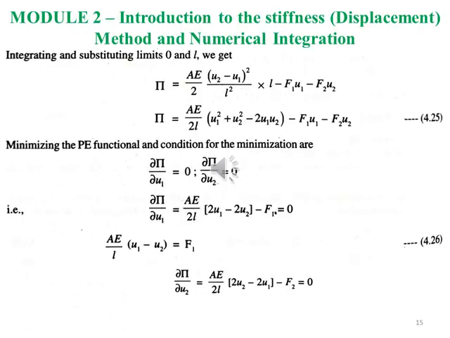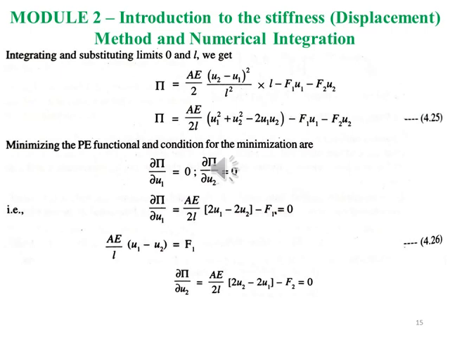So further substituting the values and minimizing the potential energy functional, the condition for the minimization gives: the differential of the potential energy with respect to U1 is equal to 0, and the differential of the potential energy with respect to U2 is equal to 0. So AE divided by 2L into (2U1 minus 2U2) minus F1 is equal to 0, or in simple words, F1 is equal to AE by L into (U1 minus U2).